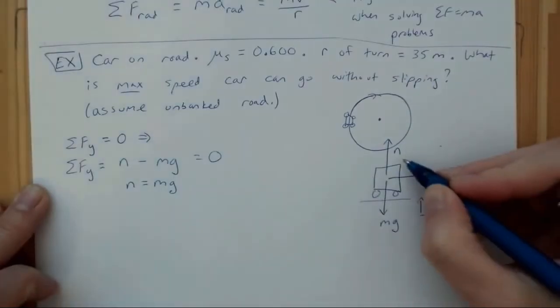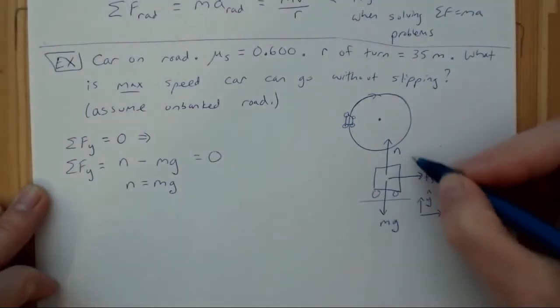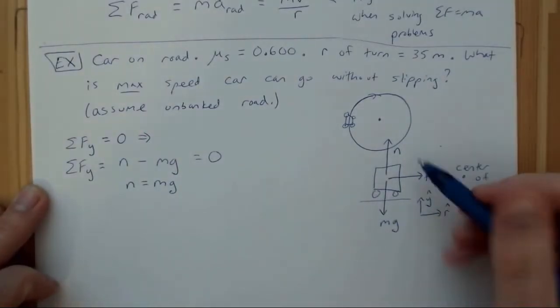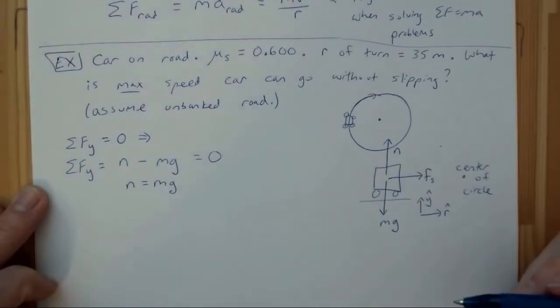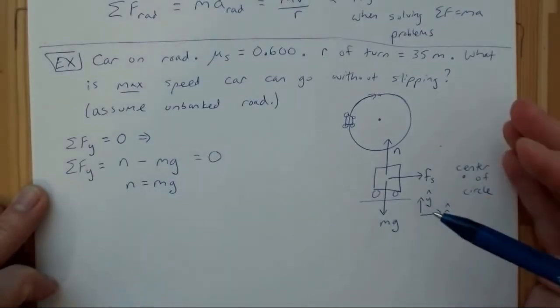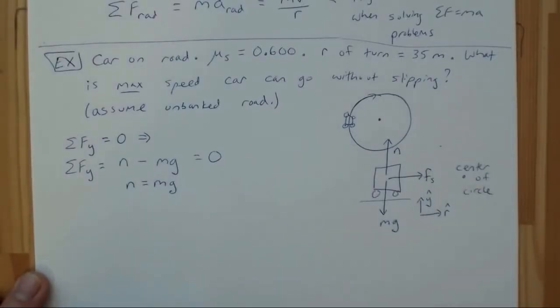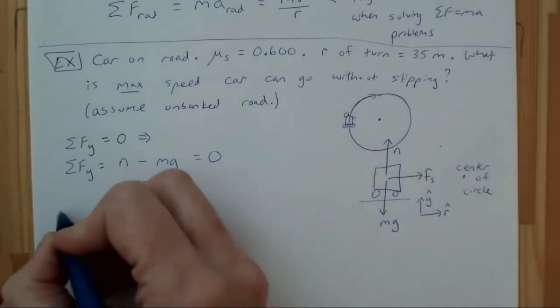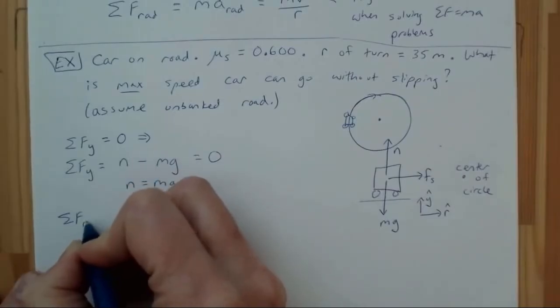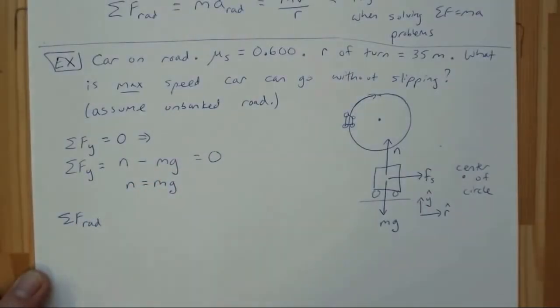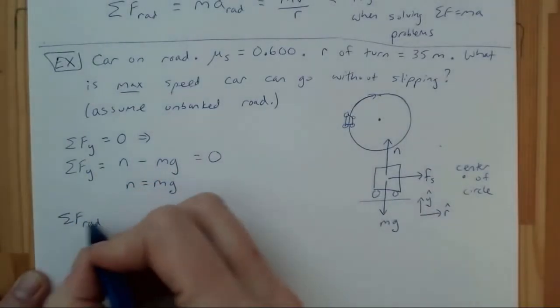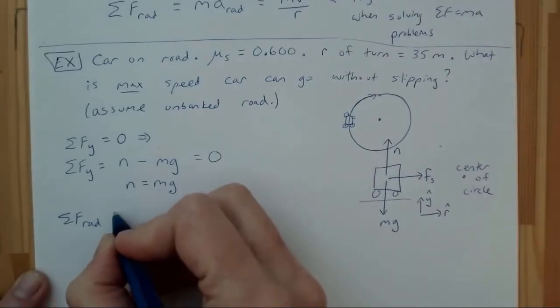So we see very simply in this case, with no angles, no additional forces in the vertical direction, that n equals mg. Note, however, that that is of course not always the case. So don't always assume that the normal force equals the weight. Alright, we can now look at the force in the radial direction. So that would be the sum of forces in the radial direction.